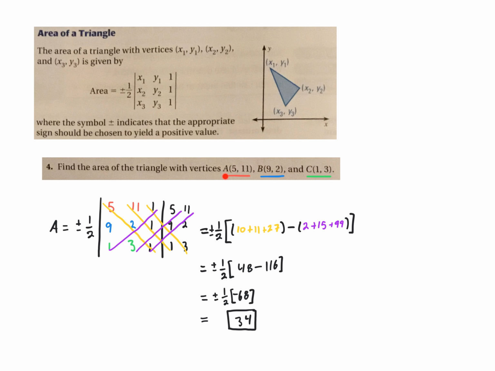So notice here I just took these 3 points that they gave us and plugged them into this matrix here. 5 times 2 times 1 gives me that 10. 11 times 1 times 1 gives me that 11. 1 times 9 times 3 gives me that 27. So I'm adding those three up, subtracting these purple ones. So 1 times 2 times 1, which is 2. 3 times 1 times 5, 15. 1 times 9 times 11, that's 99. So 48 minus 116, negative 68. Half of 68 is 34, and I want the positive version of that. So the area of this triangle with the vertices here, here, and here is 34.